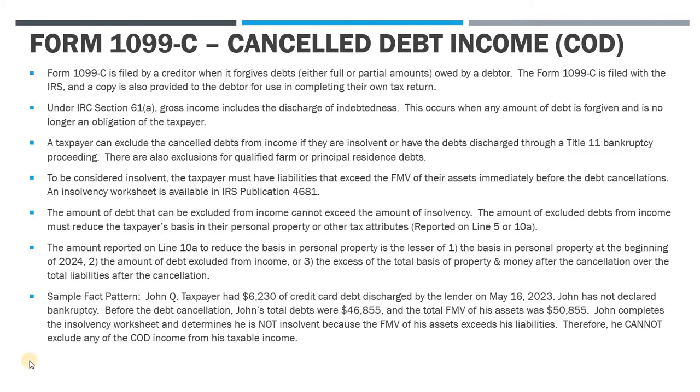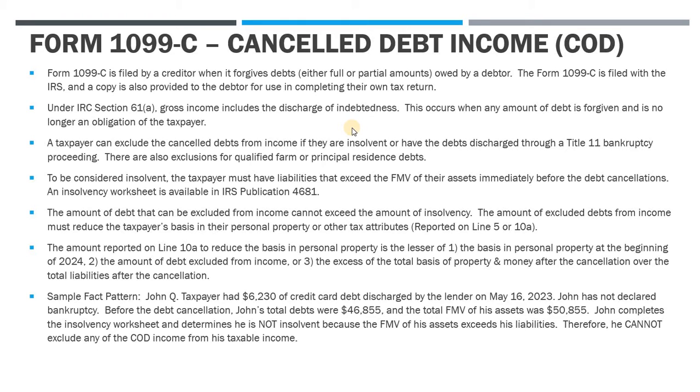These 1099-Cs are generally filed when a creditor either forgives your debts completely or just a partial amount. So if you have a restructuring where they forgive just a portion of the principal amount, then you still get a 1099-C. Cancellation of debt income is included in our gross income under the tax code. Section 61(a) specifically says that gross income includes the discharge of debt.